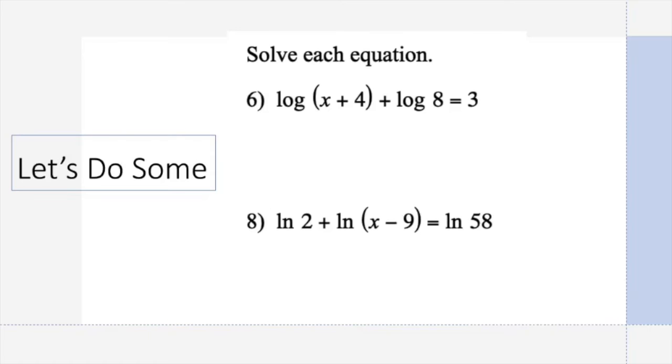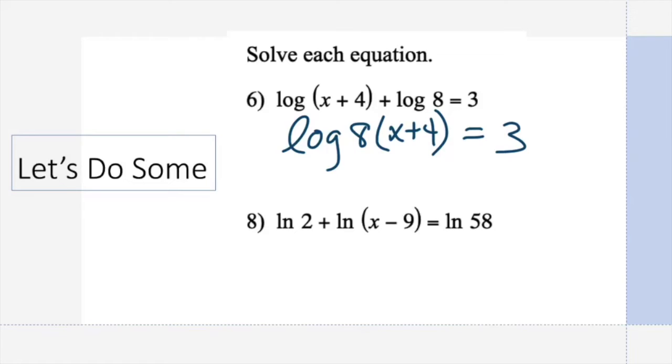Here we go. Doing numbers 6 and 8. Last week we did odds. Today we're going to do evens. This left side we can condense down into one log. If I'm adding, what do I do with the x plus 4 and the 8? We multiply them, because that was our property of logs. So that says log, I'm going to put the 8 in front of the x plus 4, and that still equals 3. Are you with me so far?